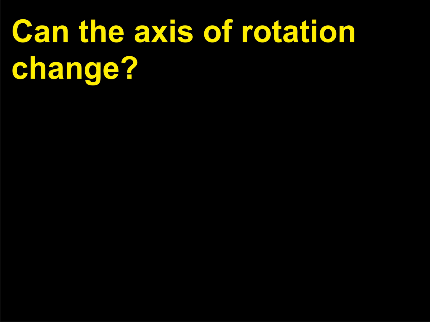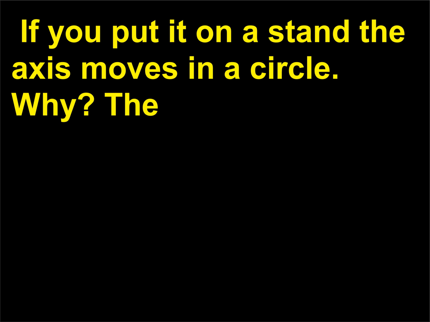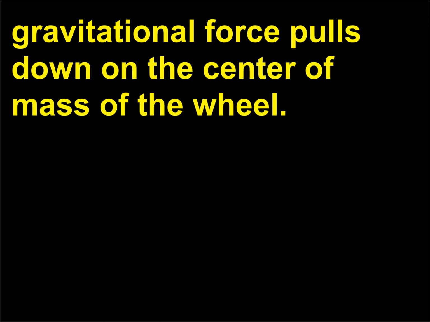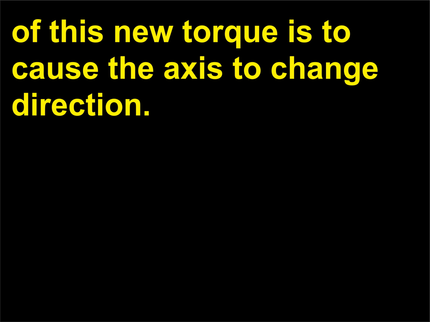Can the axis of rotation change? A toy gyroscope contains a rotating wheel. If you put it on a stand, the axis moves in a circle. Why? The gravitational force pulls down on the center of mass of the wheel. Thus the gyroscope begins to rotate downward. The effect of this new torque is to cause the axis to change direction.